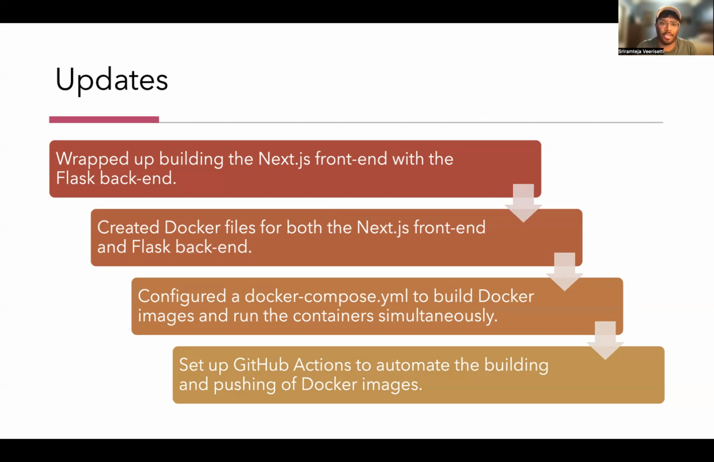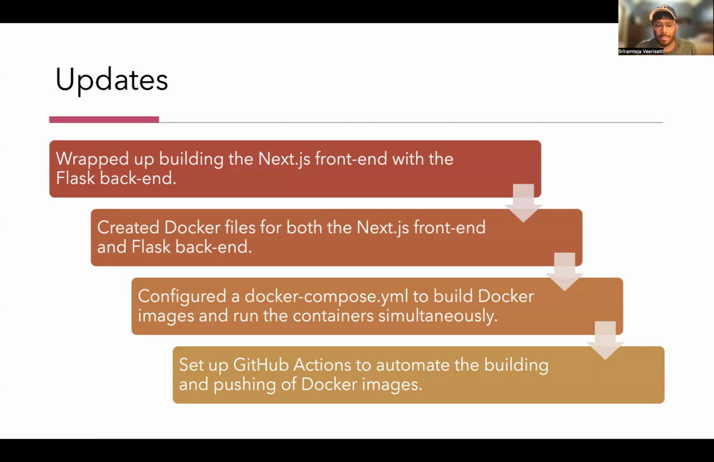For my particular application, there's kind of two aspects. There's that Next.js front end and the Flask backend. So I had to create Docker files for both of those. And then I also created a third file, the Docker Compose YAML file. And this YAML file kind of allows me to build both Docker images for those aspects, both the Next.js frontend and Flask backend, and run containers simultaneously. So it kind of speeds up the entire process as an all-in-one kind of toolkit.